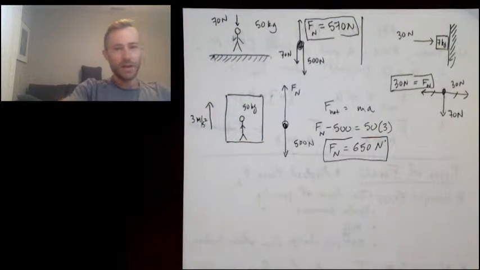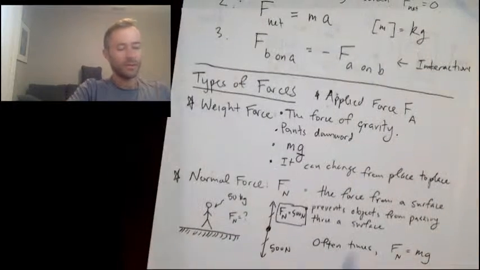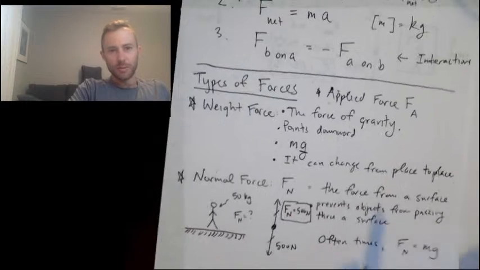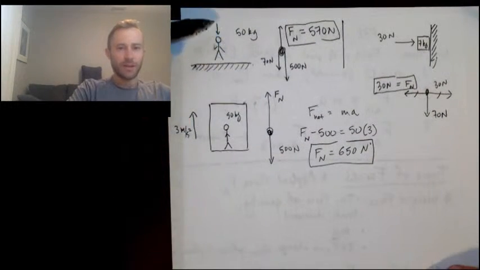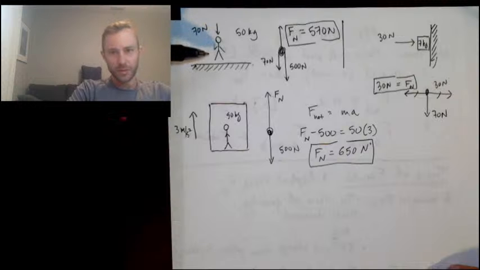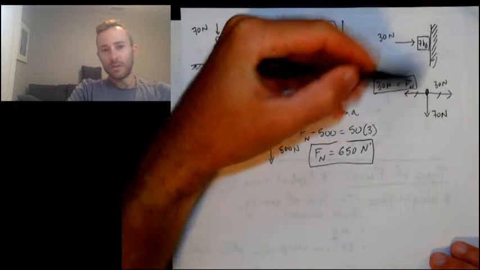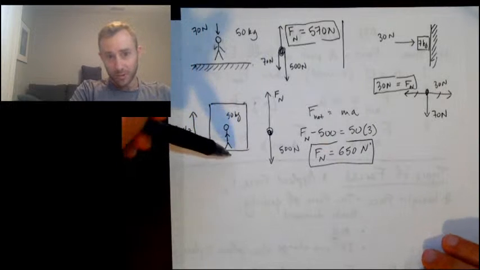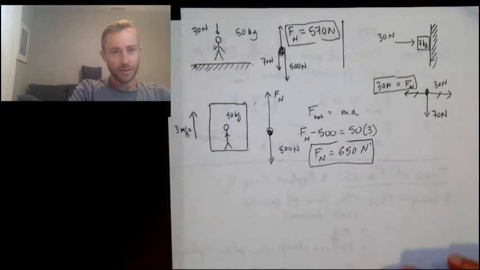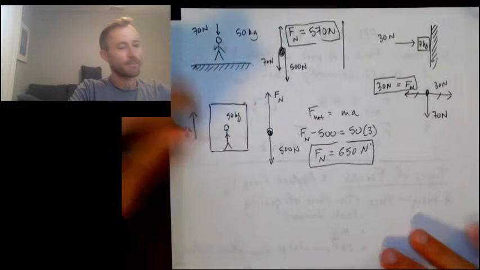So oftentimes the normal force is equal to the weight force, but there are some situations where it is not. For example, if you have extra forces pushing on the person, if it's a wall instead of a floor, or if the floor is accelerating. Okay? So there are several cases to consider.